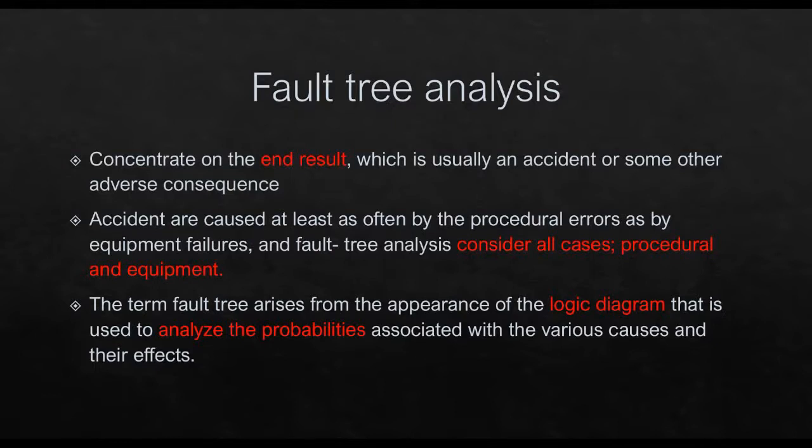Fault tree analysis concentrates on the end result. So the keyword is the end result. We think about the end result of the particular hazard, which is usually an accident or some other adverse consequence. Another key point is to consider all cases, procedure and equipment. An accident is caused at least as often by procedure errors as by equipment failures, and fault tree analysis considers all the cases.